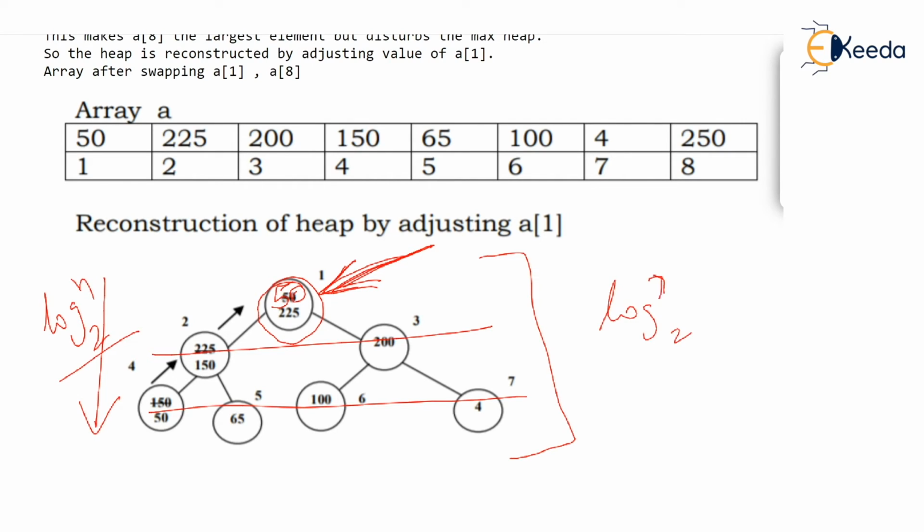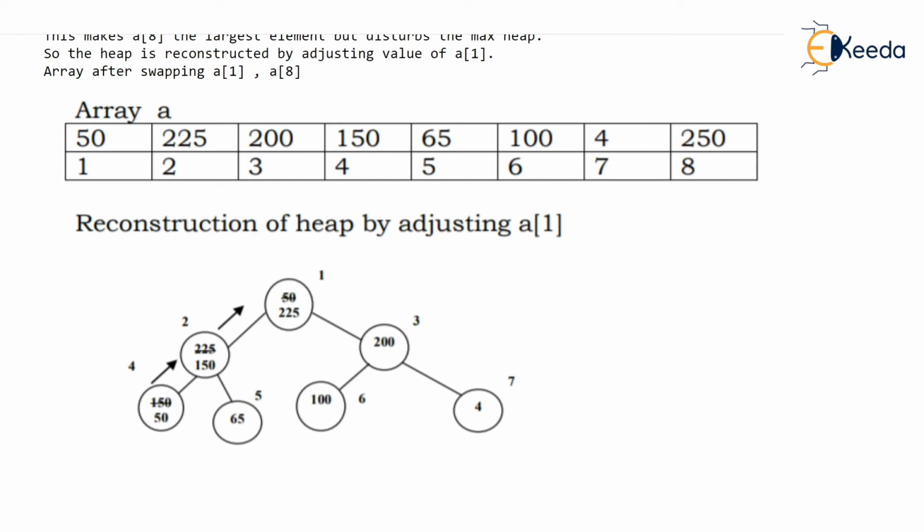Remember, we are taking the log of 7 to the base 2, and log of 7 to the base 2 is going to be 2 point something, and we always take the floor of this. That's going to be 2. So tell me, to adjust the first parent, how many comparisons will you need? Log n, isn't it so? But after doing all this work, we saw that 225 got lifted up, correct? Then 150 got picked up and 50 got settled over here.